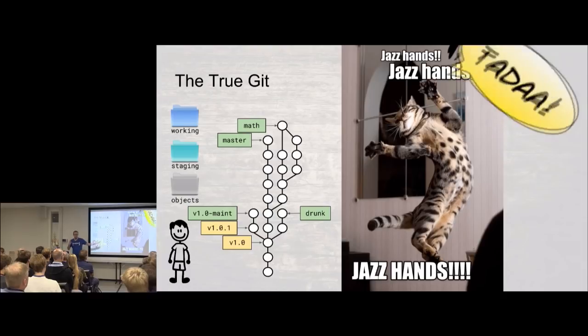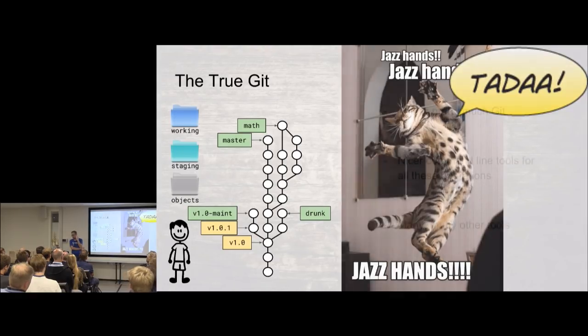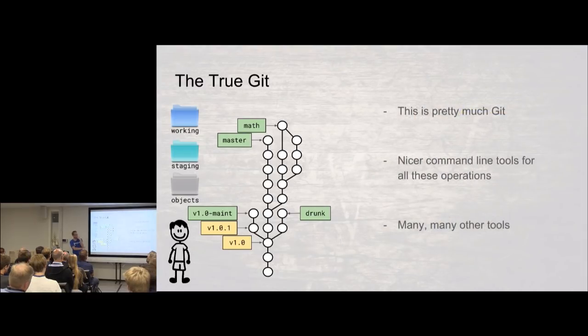Ta-da! This is basically Git. These are the fundamental core concepts of Git. What you have created here, this version control system, is actually a reasonable approximation of what Git does. The main difference is that Git gives you command line tools to handle a lot of higher level operations.